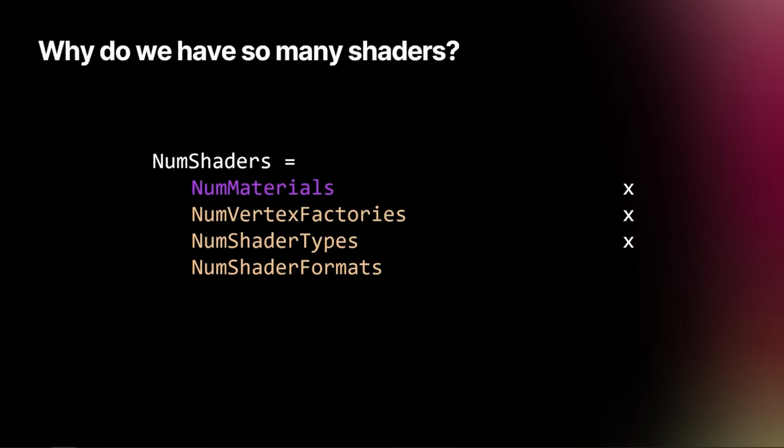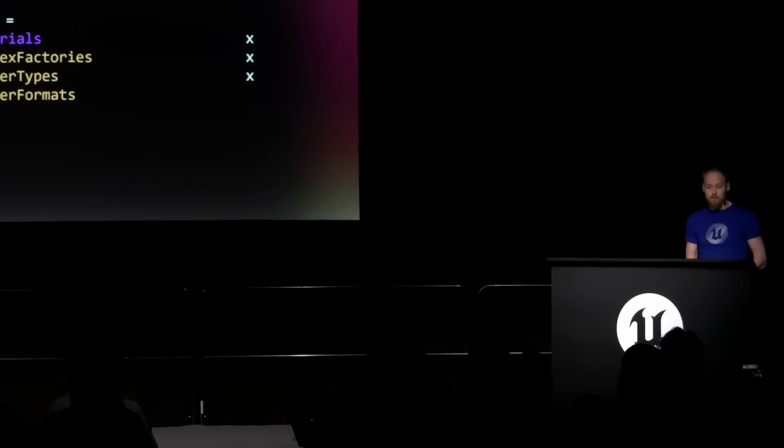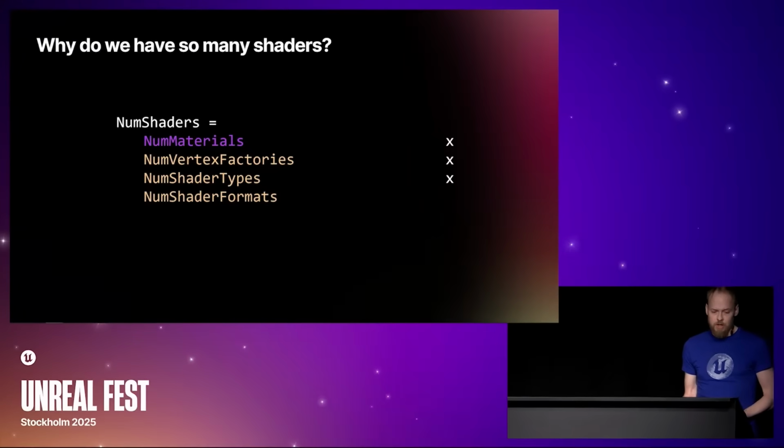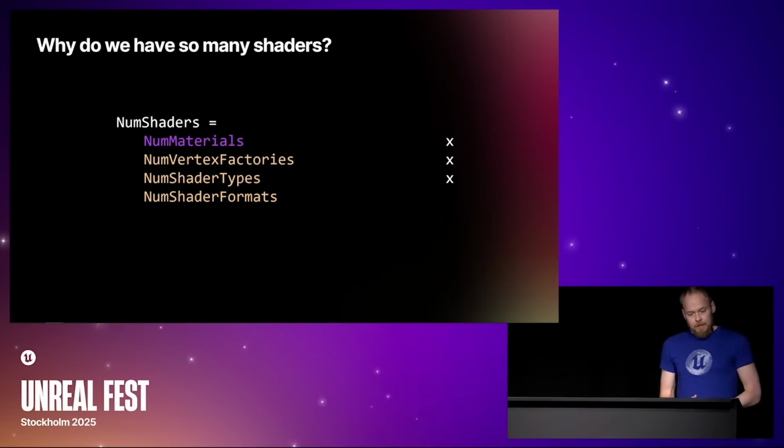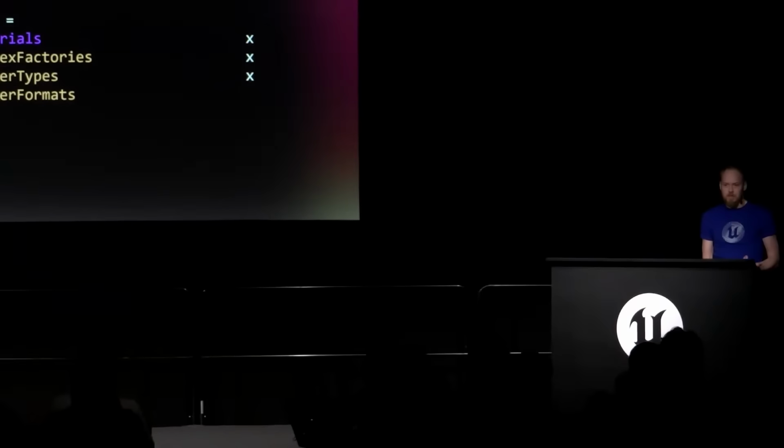So this top magenta term in the equation is content dependent, essentially. Artists creating new materials or new material instances can add new shaders to a project. Whereas all the orange terms are essentially in engineering's control. Rendering engineers adding new features are quite frequently adding new shader types to a project or new permutations of shader types. Less frequently, they'll add new vertex factories. It's not quite as common. Shader format's also generally in engineering's control, though these tend not to change very often. It's basically just down to what kind of configurations your project's targeting.